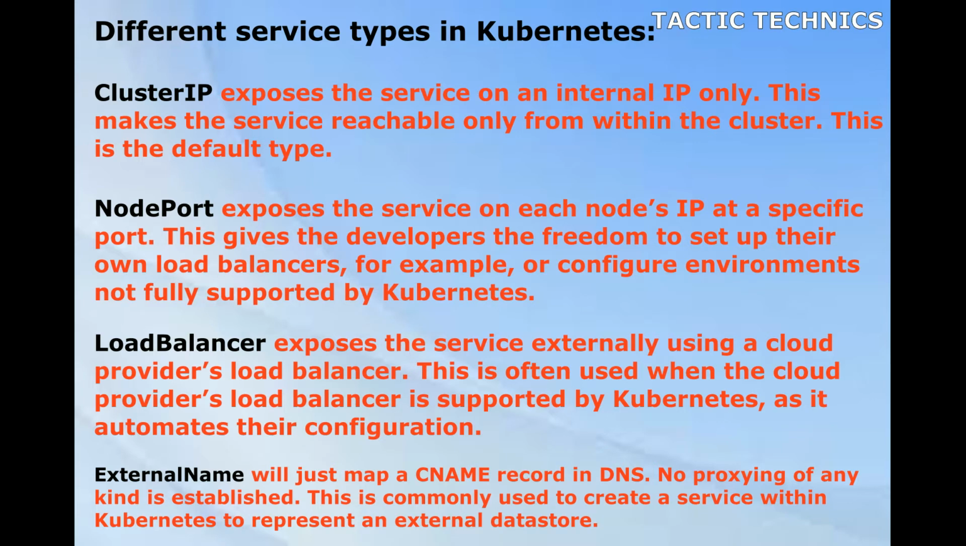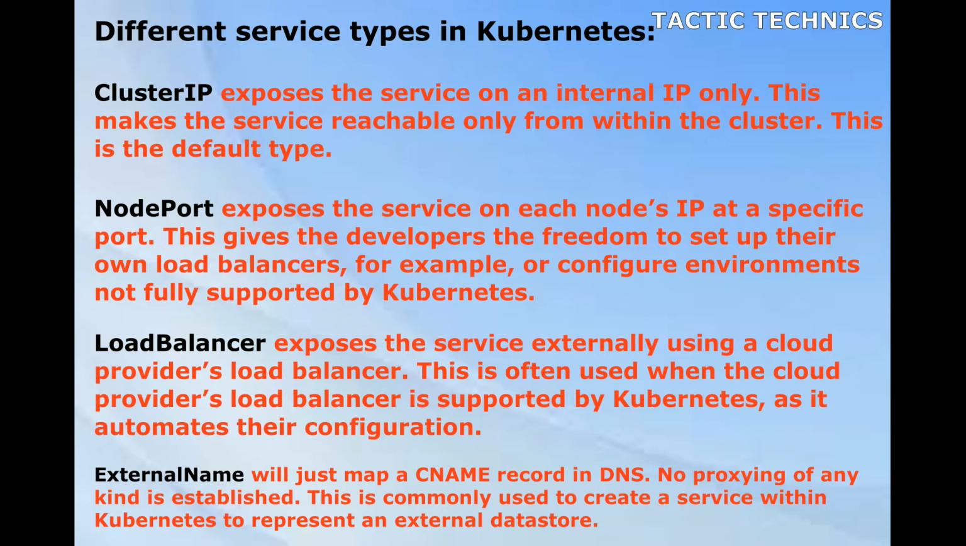Service types in Kubernetes. ClusterIP exposes the service on an internal IP only. This makes the service reachable only from within the cluster. This is the default type. NodePort exposes the service on each node's IP at a specific port. This gives developers the freedom to set up their own load balancers, for example, or configure environments not fully supported by Kubernetes. LoadBalancer exposes the service externally using a cloud provider's load balancer.